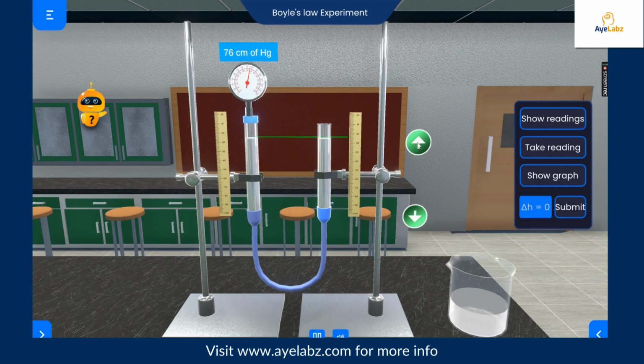Let me click on the up arrow to increase the height of one side of the U-shaped tube. As you can see, the pressure changes. This is because, according to Boyle's law, as you decrease or increase the volume, the pressure within the side of the tube increases or decreases accordingly. Boyle's law states that the pressure of a gas is inversely proportional to its volume.